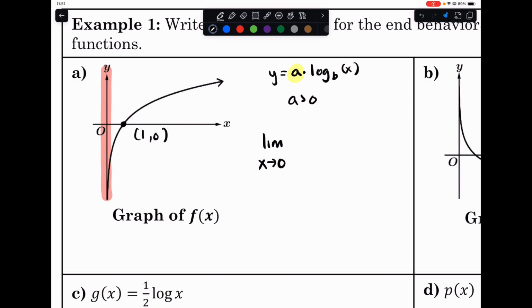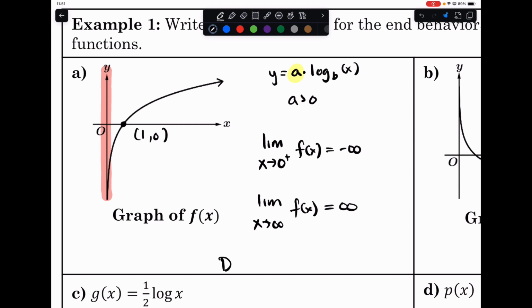So as x is approaching 0 from the right side, the y values of this function, as you see right here, are pointing downwards. This end is going down, so that's going to be negative infinity. And since the graph is increasing, as x approaches positive infinity, the y values are increasing without bound, so that means they're approaching positive infinity. So this is the end behavior.